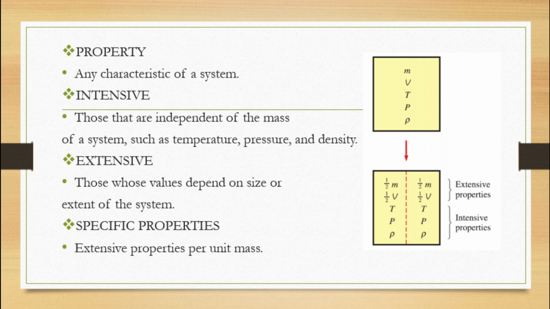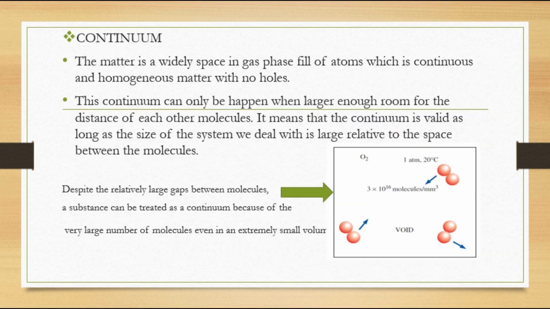First property, any characteristic of a system. Intensive are those that are independent of the mass of a system, such as temperature, pressure and density. Extensive are those whose values depend on the size or extent of the system. Lastly, specific properties are the extensive properties per unit mass. The figure on the right shows the difference between extensive properties and intensive properties.